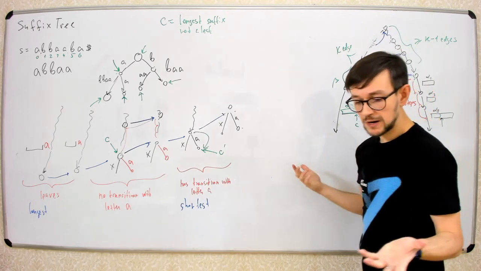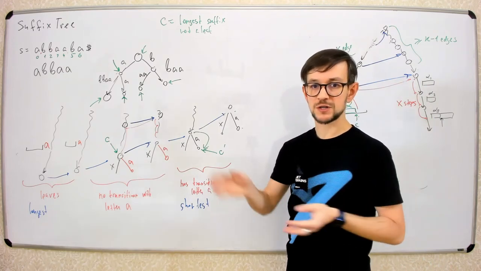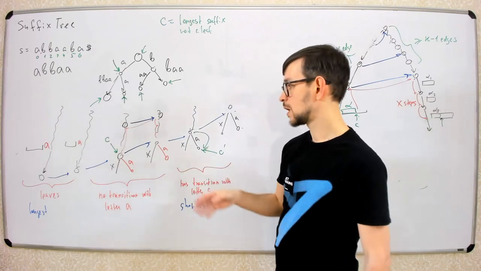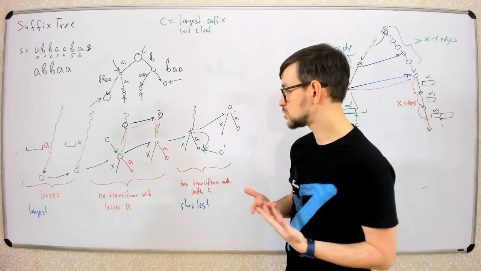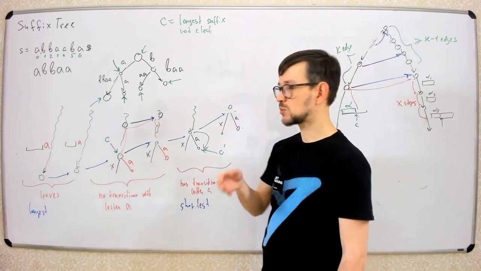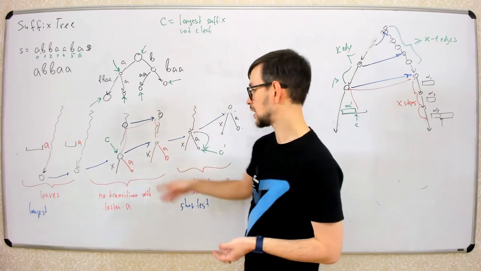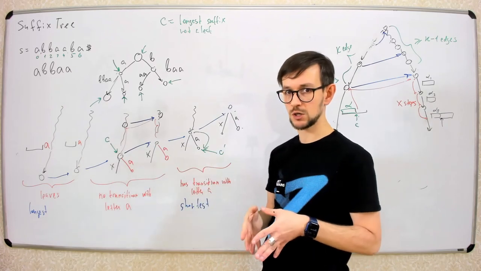Now, what will be the time complexity? We only make operations in the second stage. What will be the total number of operations in the second stage? In the second stage, we always create a new edge in the tree. And since in the end we have a linear number of edges in the tree, we have at most a linear number of operations in the second stage.